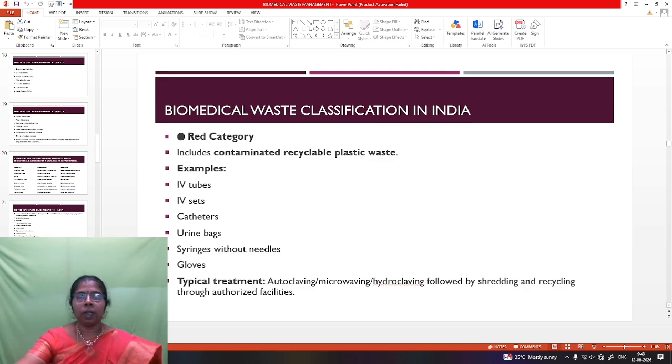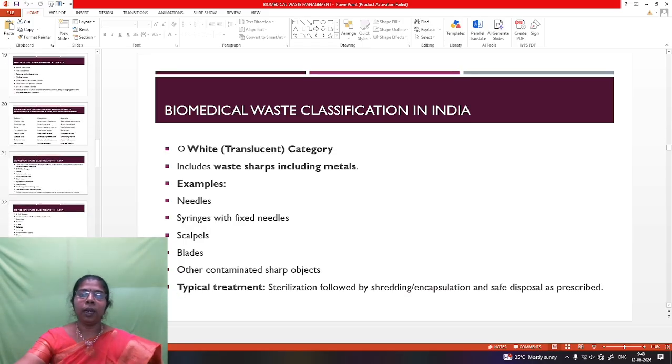How to treat the red category waste: autoclaving, microwaving and hydroclaving, followed by shredding and recycling through authorized facilities. Autoclaving is a steam sterilizer; in microwaving and hydroclaving, by using water we can sterilize and treat the waste. And next one is white category waste, that is translucent or white category waste.